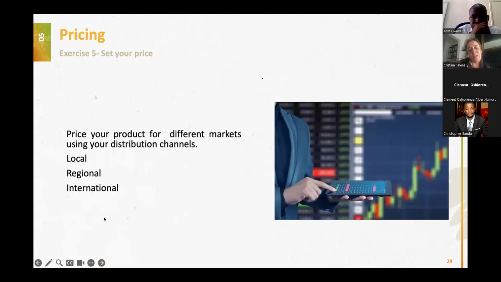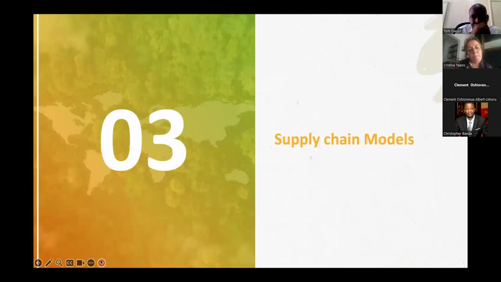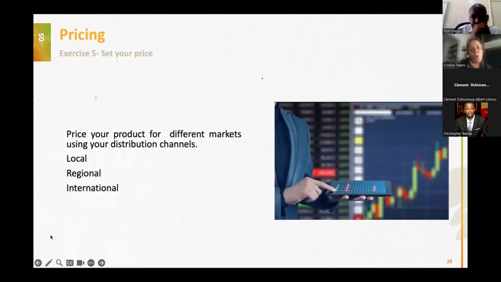And then obviously price your product for different markets if you can get this far, especially for international and regional if you want to do exports. It's all on the platform.